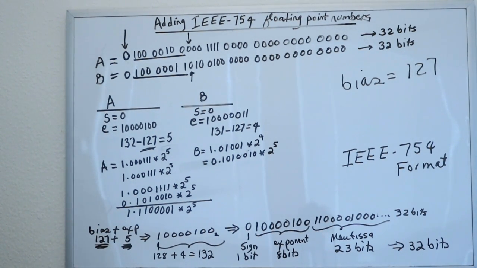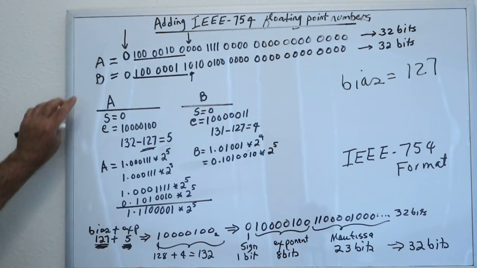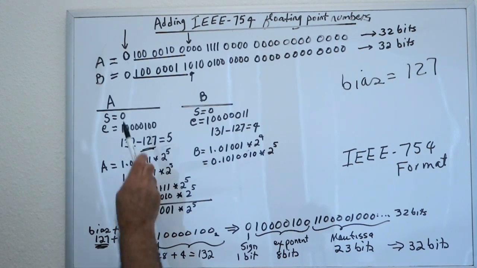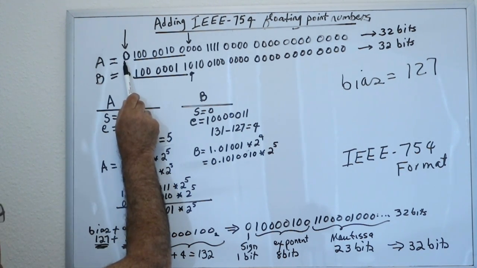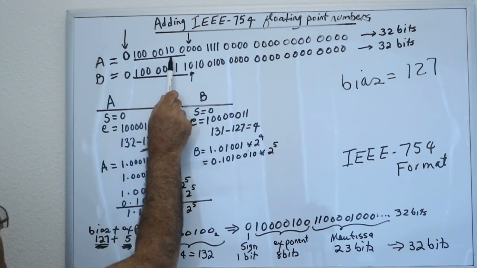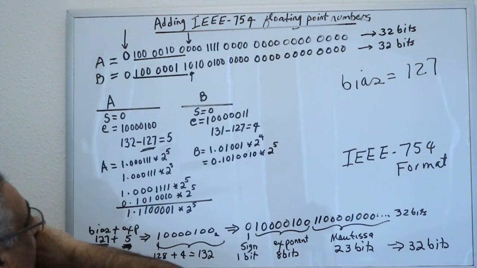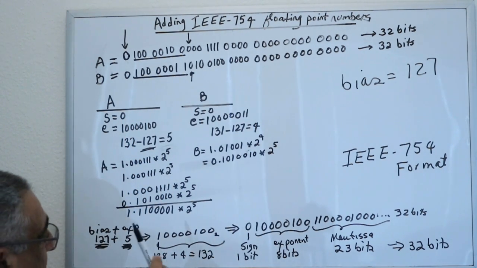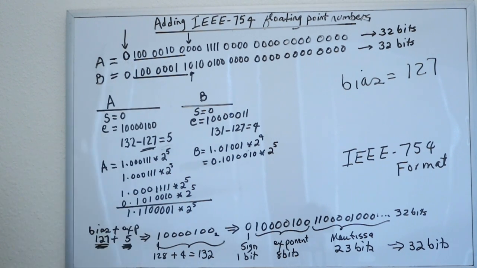Now, let's look at this. I have two numbers, A and B. A is 32 bits. Now, the format for IEEE, as you can see, the first bit is the sign bit. If it's negative, you get 1. If it's 0, that means it's a positive number.